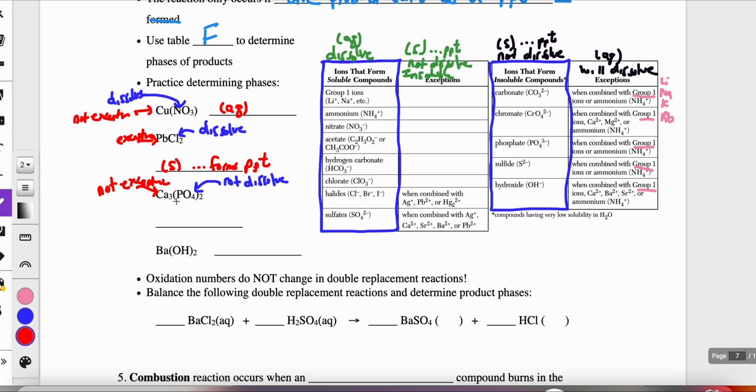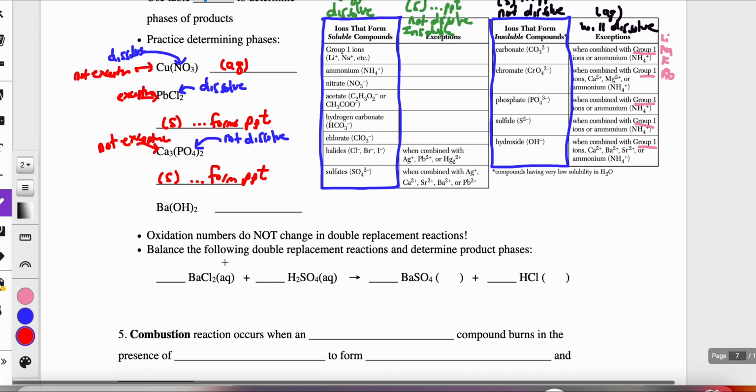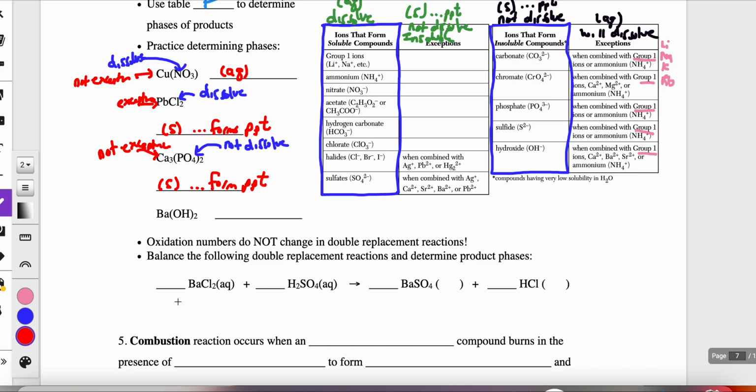So phosphates typically do not dissolve. Ca doesn't make it an exception to that rule. So calcium phosphate would be in the solid phase, and if it forms in an aqueous solution, it will form as a precipitate. Last example for table H, we have this solute, okay?